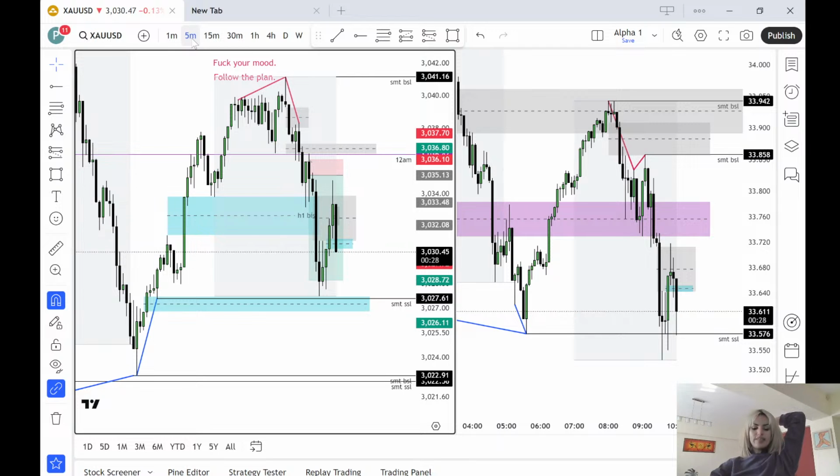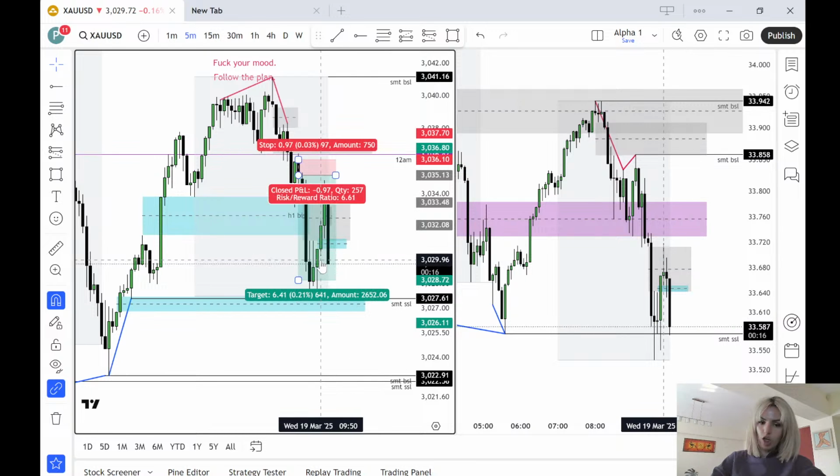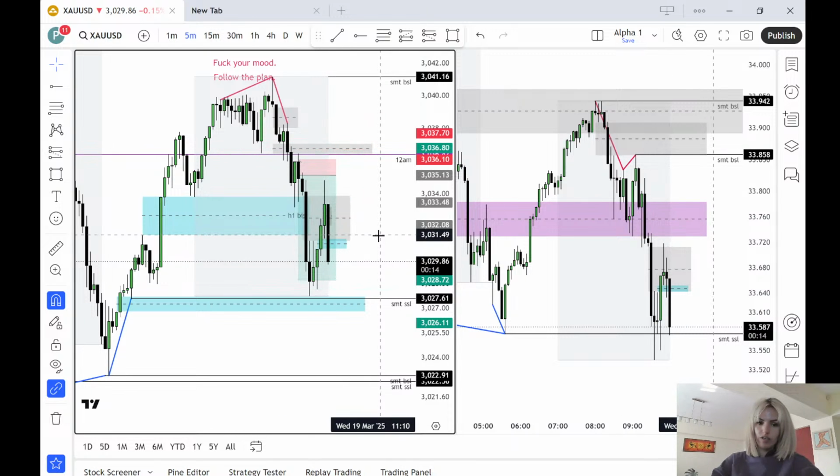30 seconds until the current 5-minute candle is going to close. And if it's going to close like this, as in invalidating the BISI on a 950 candle, it's going to probably continue to move lower. We'll see.